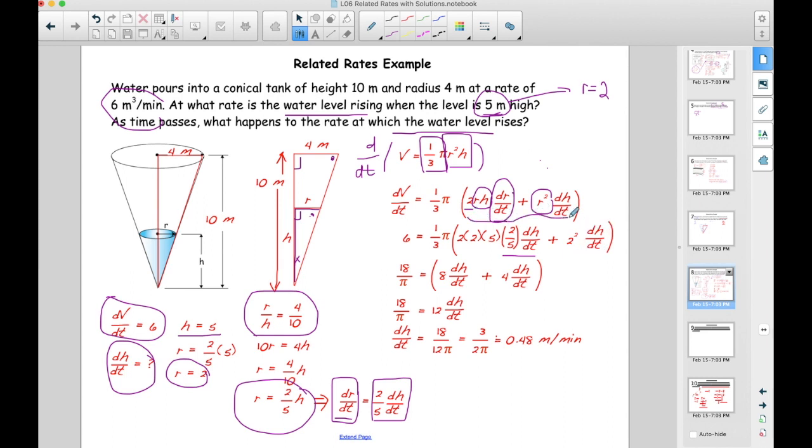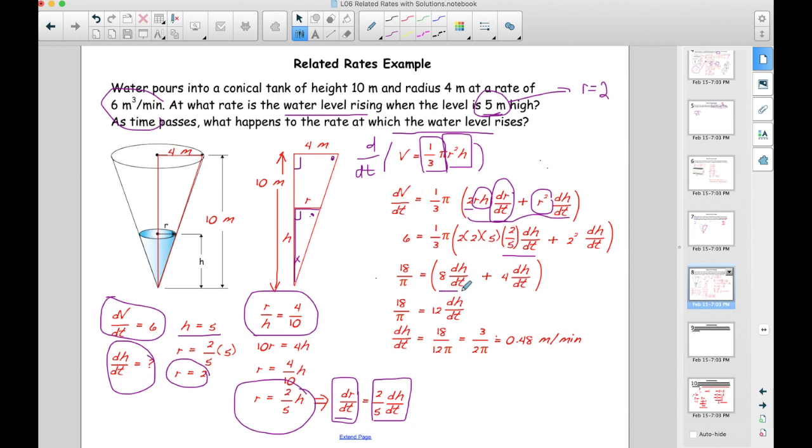So really it's a plug and crank. Plug in all the numbers from there. And I also need to plug in dV/dt. So what was dV/dt? It was 6, so I plugged in the 6. Now I'm going to cross: 6 times 3 is 18. Divide that by π, I have 18 over π. 2 times 2 times 5 times 2/5: 2 times 2 times 2 is 8. That is 1.